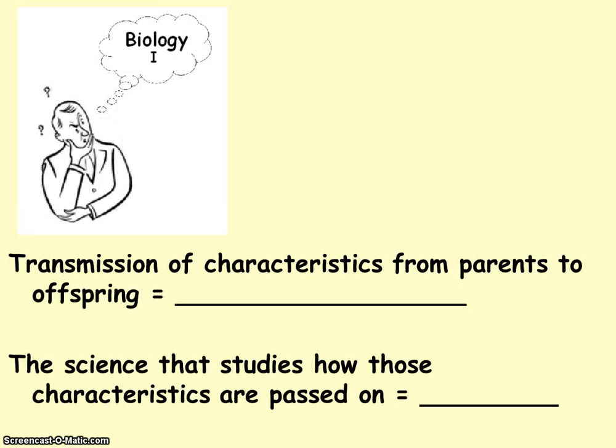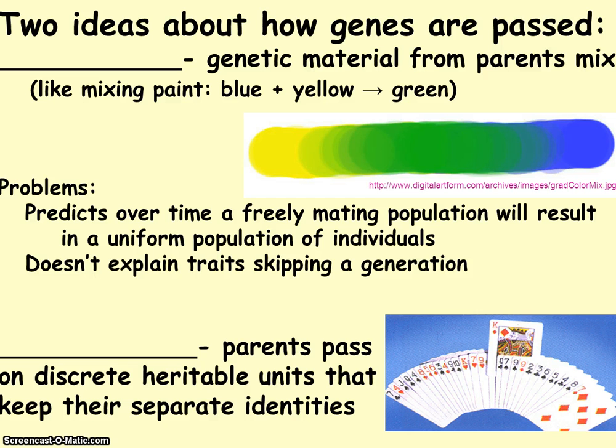So, first of all, transmission of characteristics from parents to offspring. Sounds really big, all it is is heredity, saying you get characteristics from your parents. The science that shows how these characteristics are passed on is genetics. So, I talked a little bit about this in class.